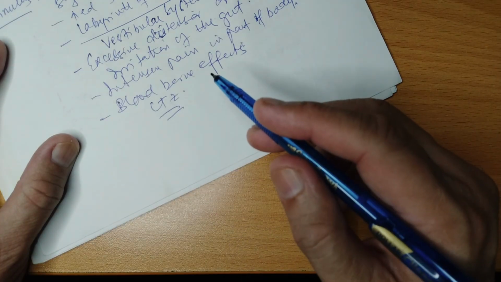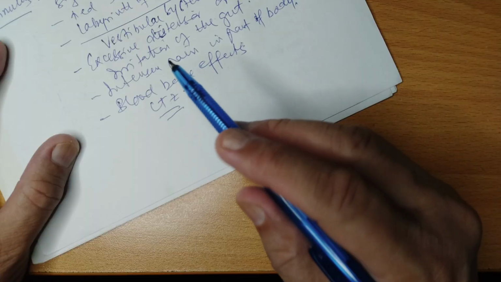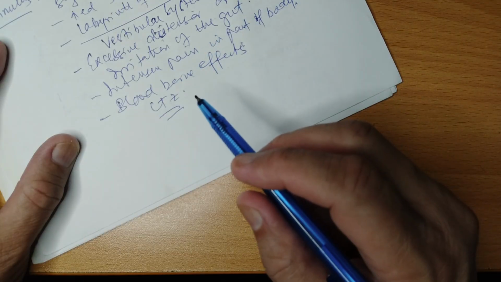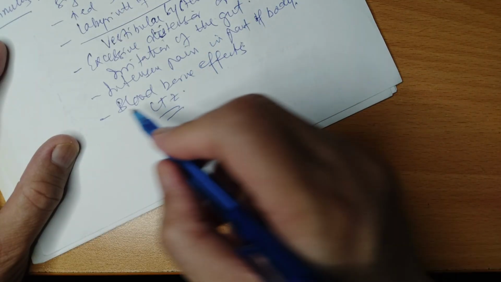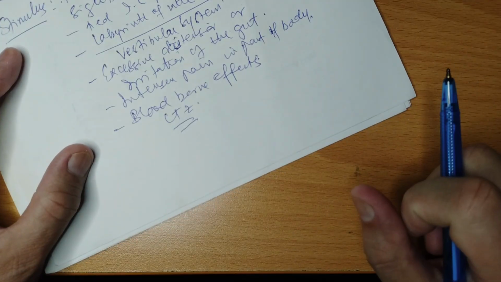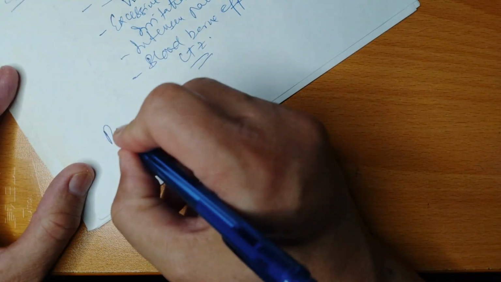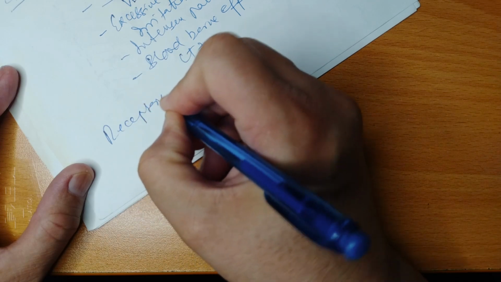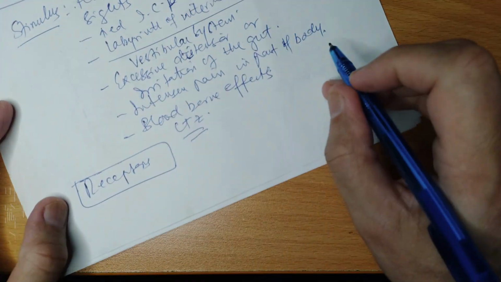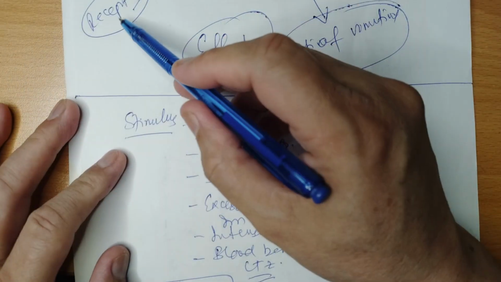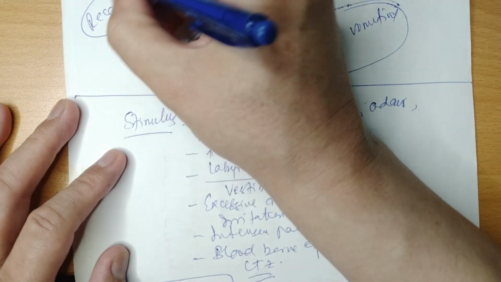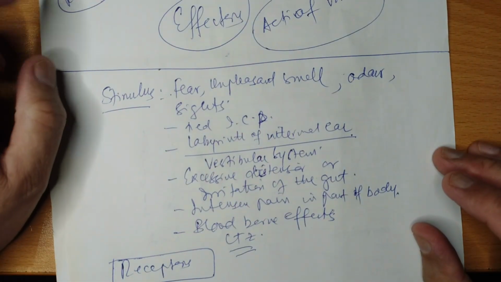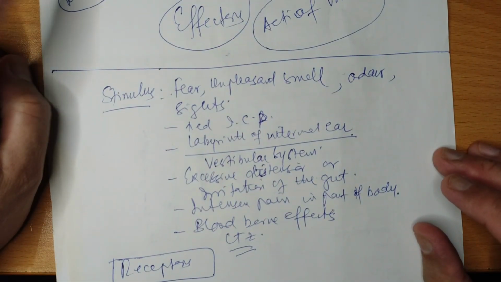In pregnancy, increasing levels of progesterone can also stimulate the chemoreceptor trigger zone. So these are various stimuli, and these stimuli are sensed by different receptors. What are the receptors? As I mentioned in this diagram, the first step is the sensing of the stimuli by these receptors.